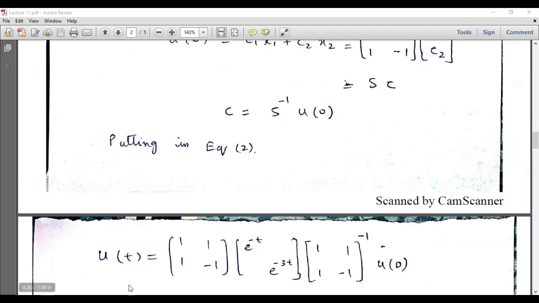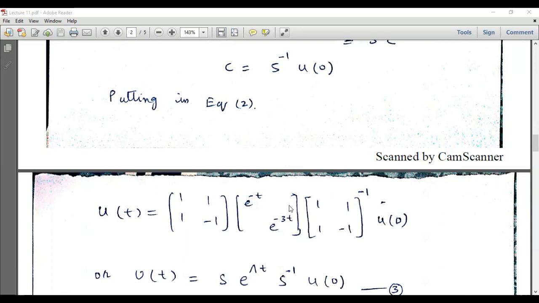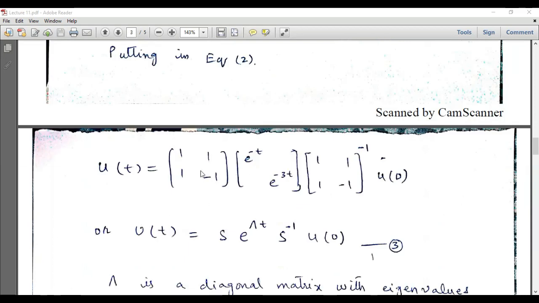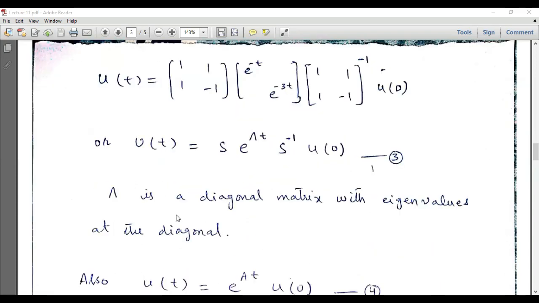So we will have u(t) equal to [1 1; 1 -1]. This is e^(-t), e^(-3t), and this is our S inverse and u(0). So this is the solution, and this can be written as u(t) equal to S e^(Λt), right? Because -1 and -3 are our eigenvalues, so e^(Λt). This is also a matrix, and here we will have S inverse, and this is u(0). So Λ is a diagonal matrix with eigenvalues at the diagonal.